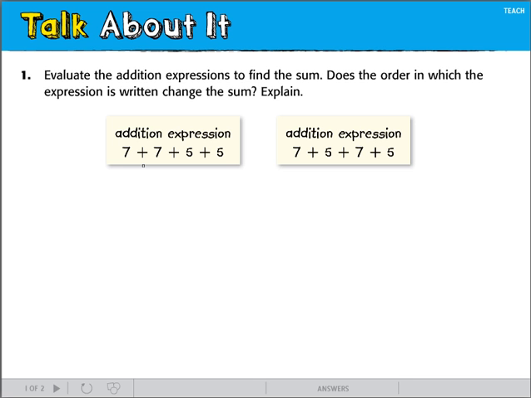So 7 plus 7 is? 14. We're going to add that to 5 plus 5, which is? 10. And that's going to give us 24.